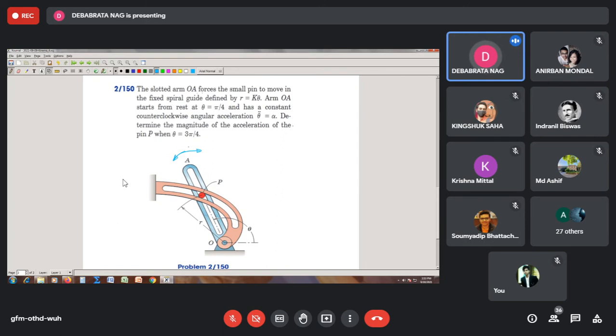Now this slotted arm OA forces this small pin to move in the fixed spiral guide. It looks like a spiral, and the spiral equation is given in polar format. The equation of the spiral is r equals k theta. I think this is called an equiangular spiral. So this is the polar equation for the spiral path. Any point on this spiral center line goes in this manner. If you consider the position of this point P, at a distance of r and at an angle of theta, the relationship between r and theta is given by this equation, where k is a constant.